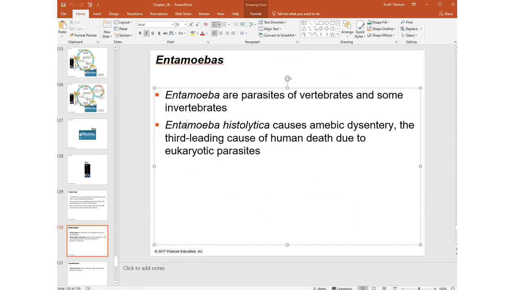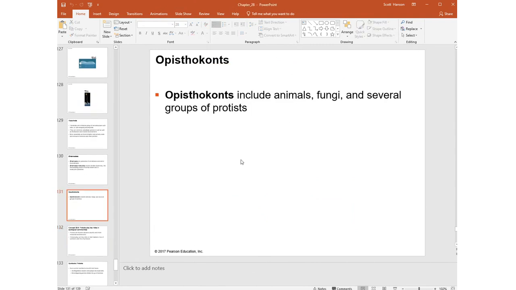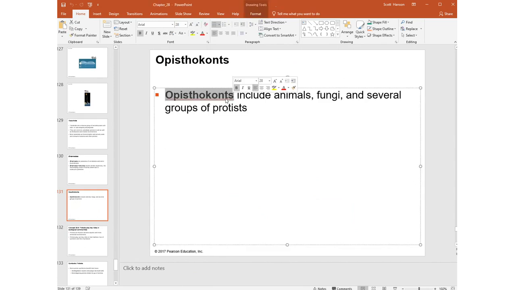So anyway, Entamoeba histolytica. It causes amoebic dysentery in people and some animals. It's the third leading cause of death due to eukaryotic parasites. So amoebic dysentery. Now we're into the opisthokonts. Then we finally reach the opisthokonts, animals, fungi, and several groups of protists that are very similar to animals and fungi.